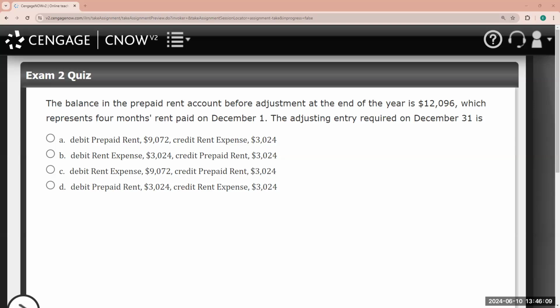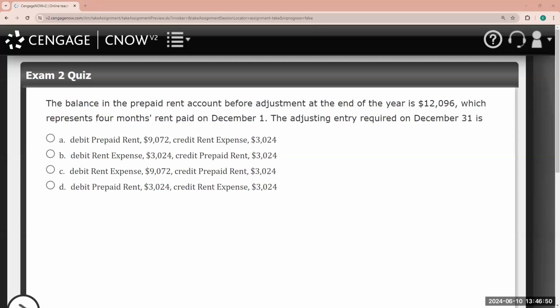So here we have a question from Chapter 3, the adjusting process, and it states, the adjusting entry required on December 31st is. It states the balance in the prepaid rent account before adjustment at the end of the year is $12,096, which represents 4 months rent paid on December 1st. So in this example, we have a deferral, which is a transaction whereby the payment, the exchange of cash, happens before the event takes place.